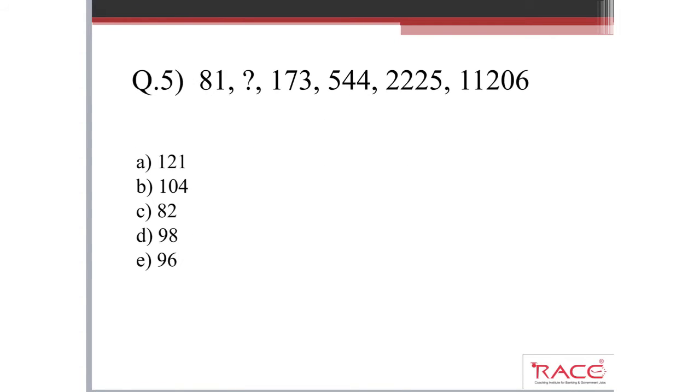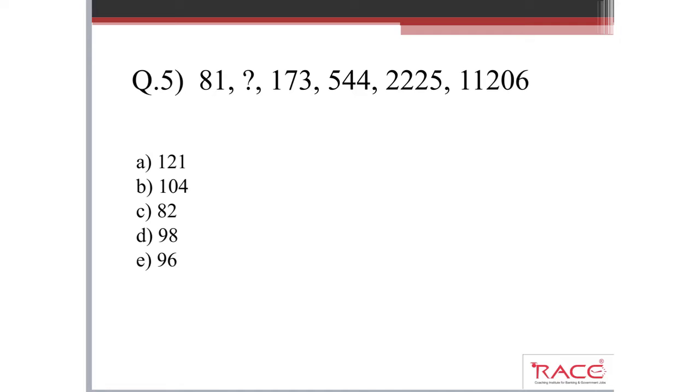This is question number 5. Okay, you also try this question and try to solve this question before me. Okay, so here you can see the values are increasing rapidly. 81, then a missing value, then 173, 554, 2225, 11206. So when we have a missing number at the beginning, we can find out the sequence from the middle values.